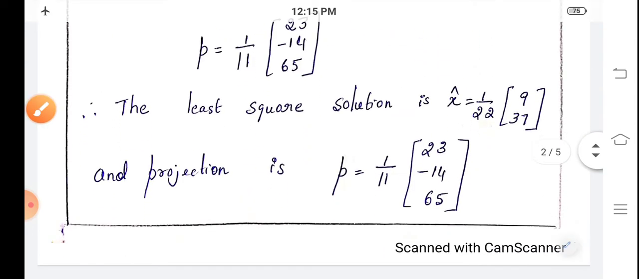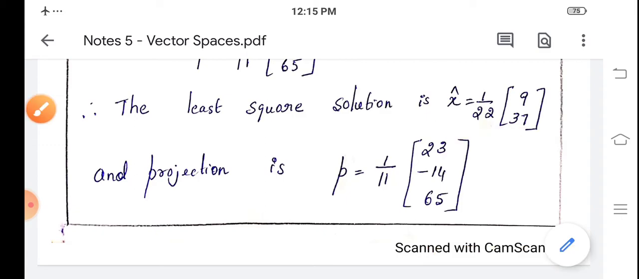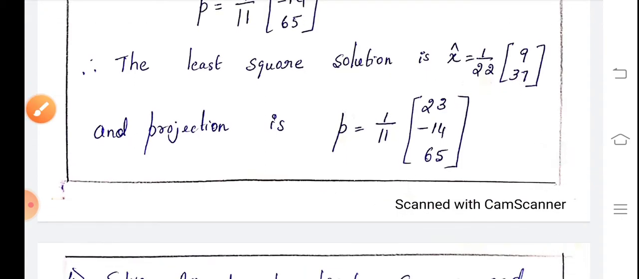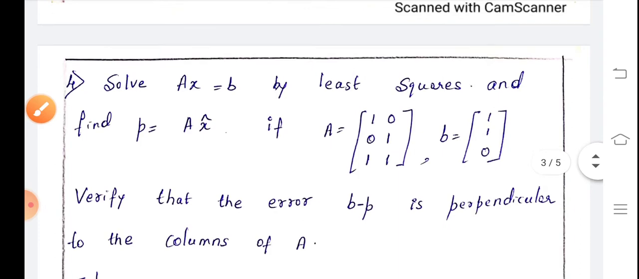So, the least square solution is 1 by 22 into 9, 37 and the projection of B onto the column space of A is 1 by 11 into 23, minus 14, 65. Now let us work out one more problem on projection and least square.